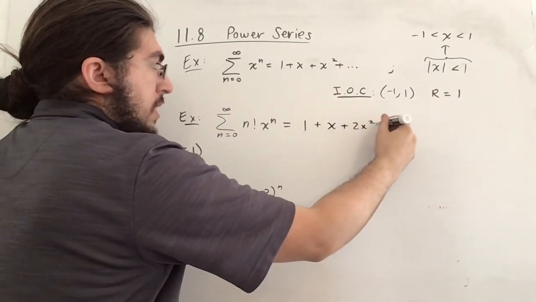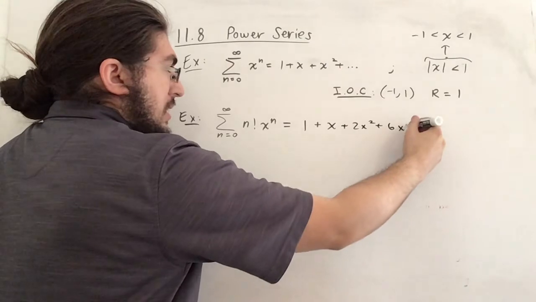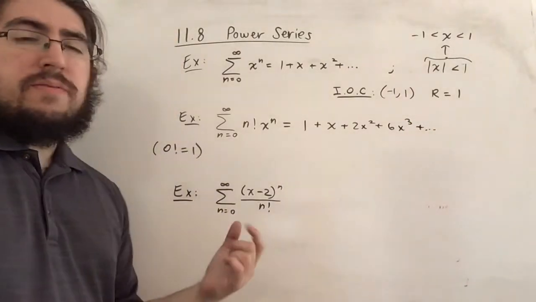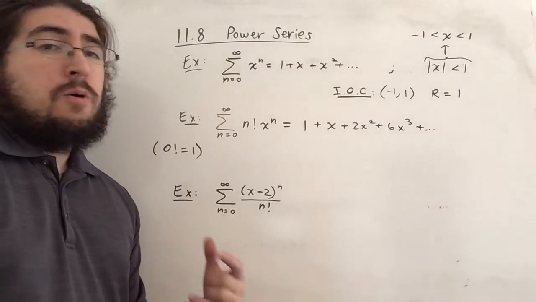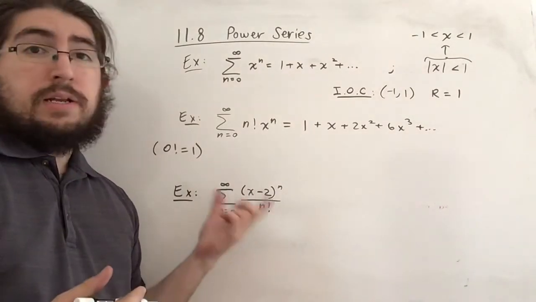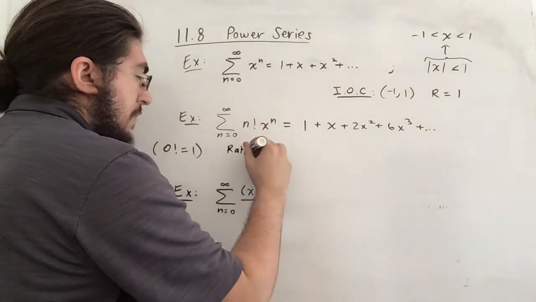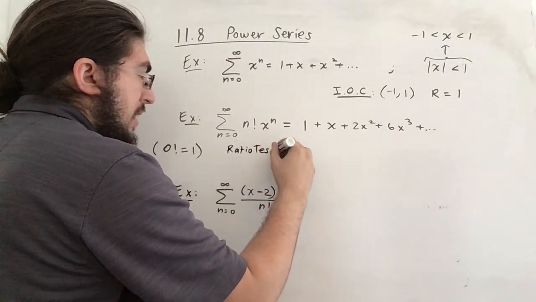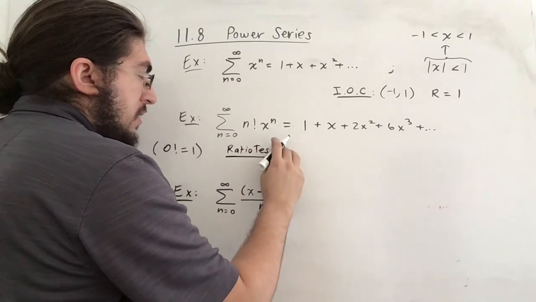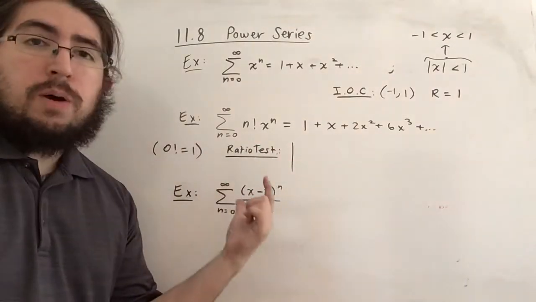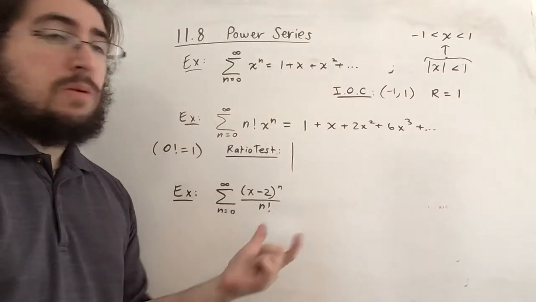Then 2x squared, and then 3 factorial is 6x to the third, and so on. Now to find the interval of convergence, like I mentioned previously, we're going to use the ratio test. So what does the ratio test say? The ratio test says that a series converges when the absolute value of the n plus 1 term over the n term is less than 1.